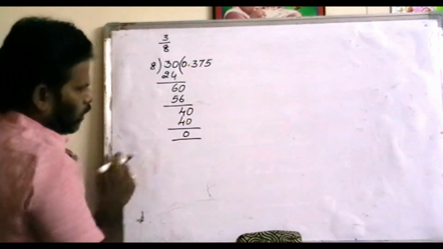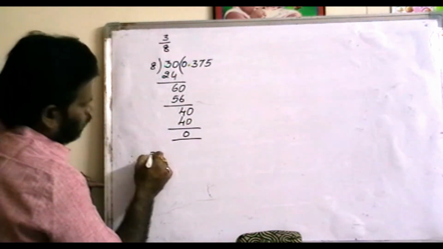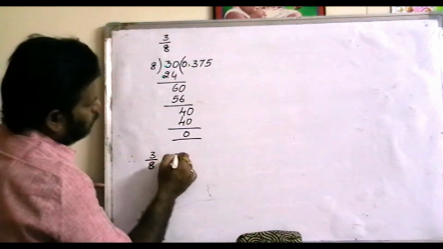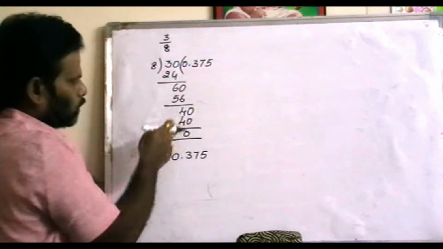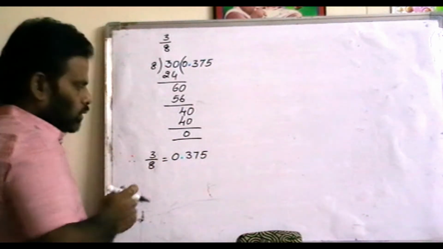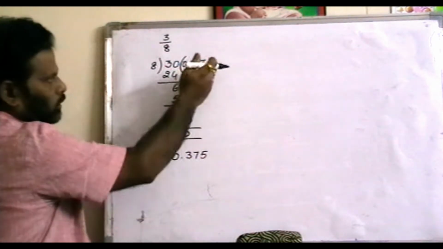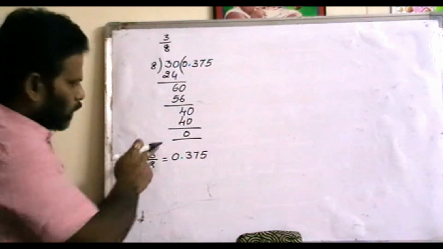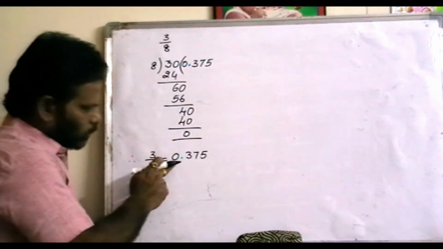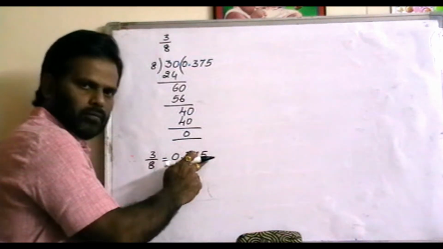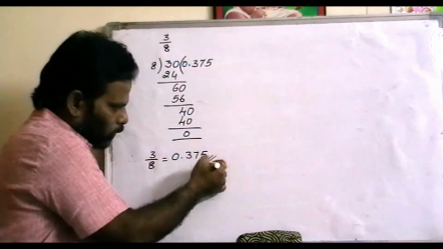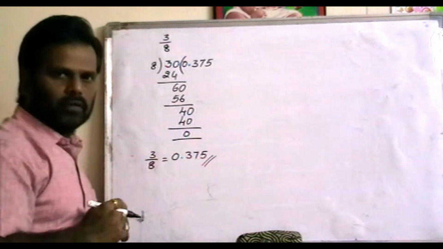So we cannot continue. Therefore, that 3 by 8 we can write as 0.375. That's all, because the remainder is 0. So it is a terminating decimal. It ends with 5, and we get remainder 0. So 3 by 8 is nothing but its decimal form 0.375. So it ends with 5. So it is a terminating decimal.